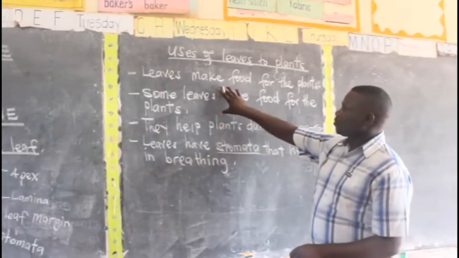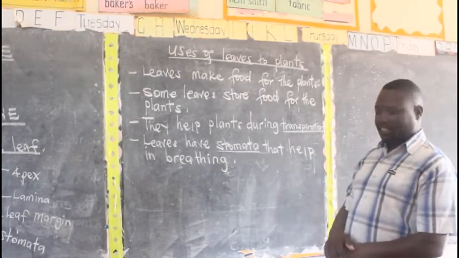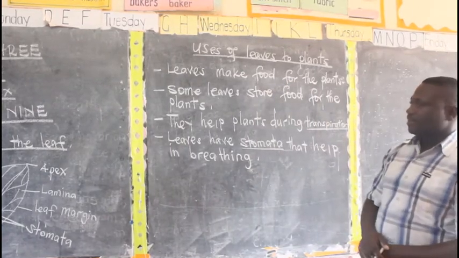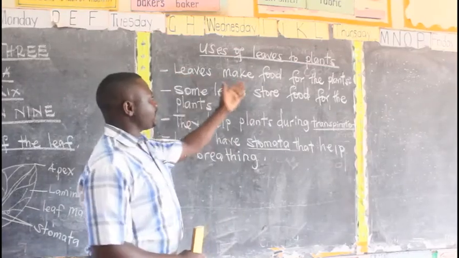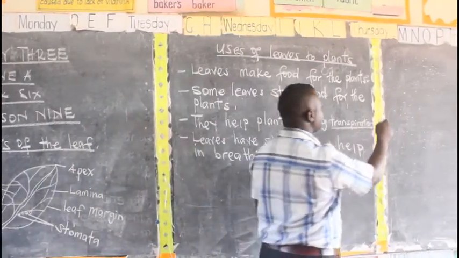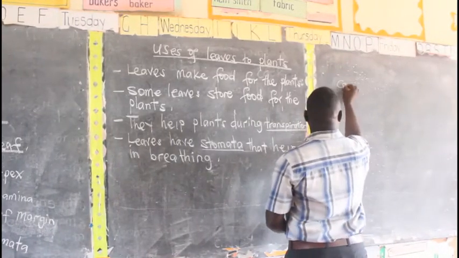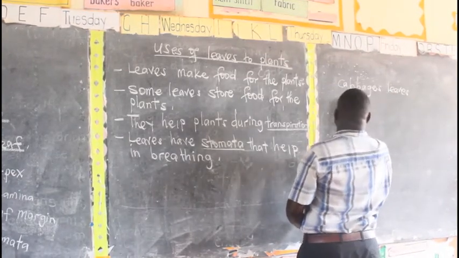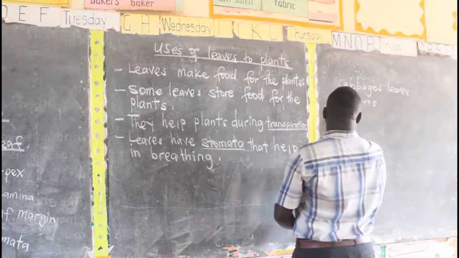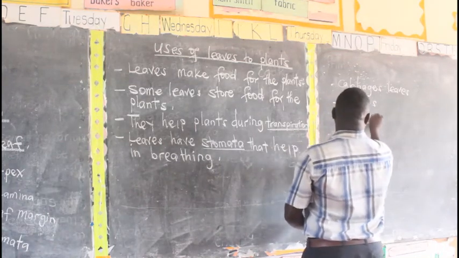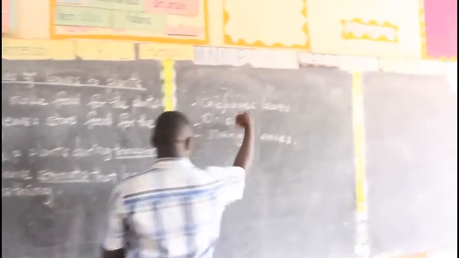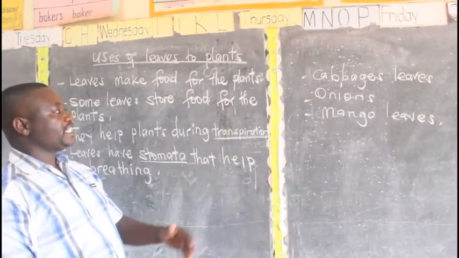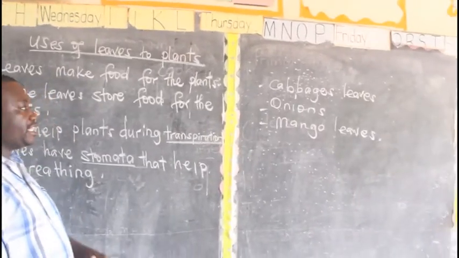So, dear P3, we are looking at uses of leaves to plants. And our point 1, we say leaves make food for the plants. Now, let me clarify this. Examples of leaves that can make food for the plants: we have cabbage leaves, onion, and mango leaves. There are very many examples in the environment.